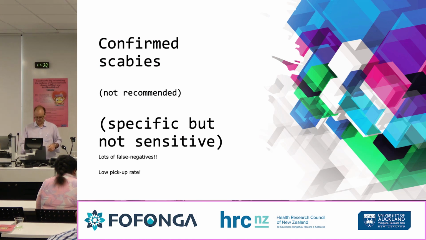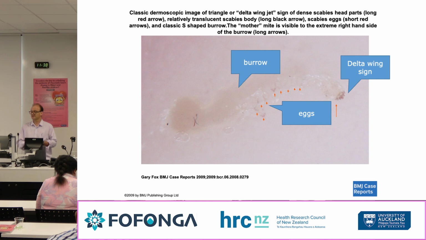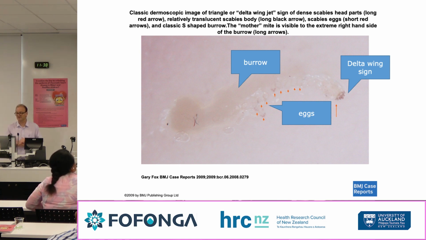Okay, so this is the classic approach to diagnosing scabies, looking for the burrow. Burrow is usually sort of scaly, about half a centimetre in length. Sometimes with some magnification you can see evidence of eggs and the delta wing sign. It's often more difficult to see the delta wing sign, so I read in the literature, in pigmented skin.